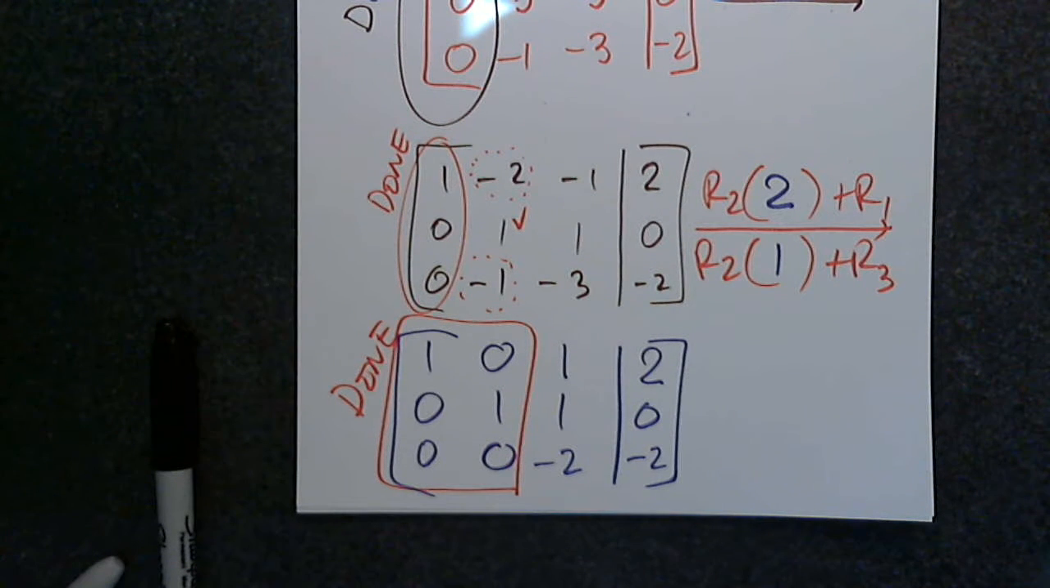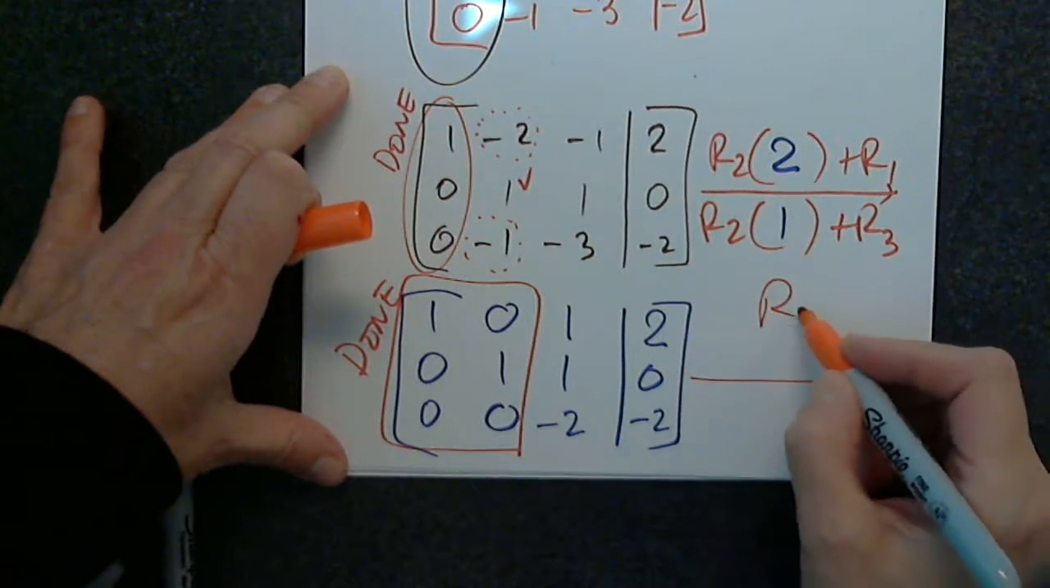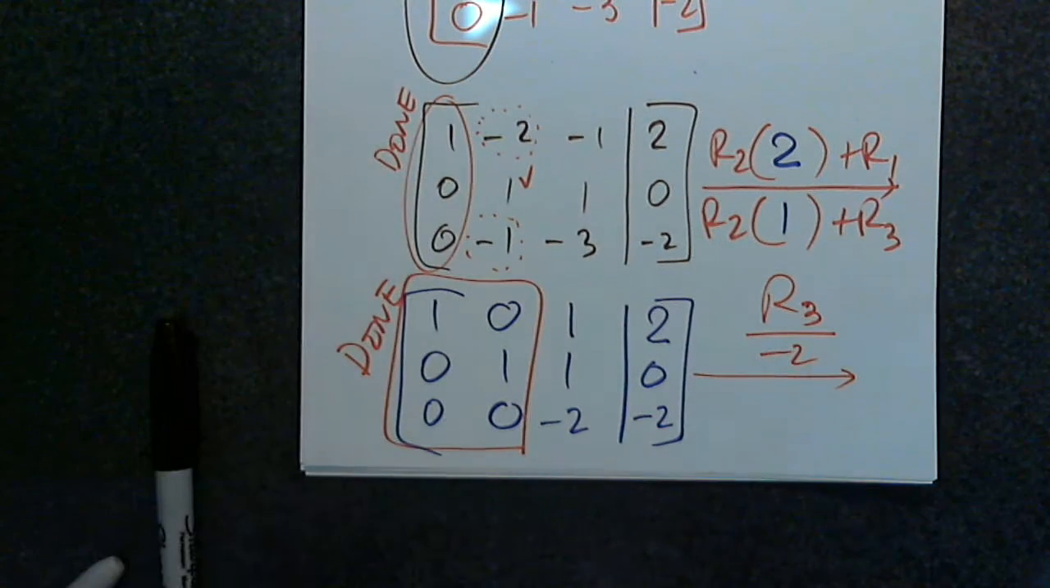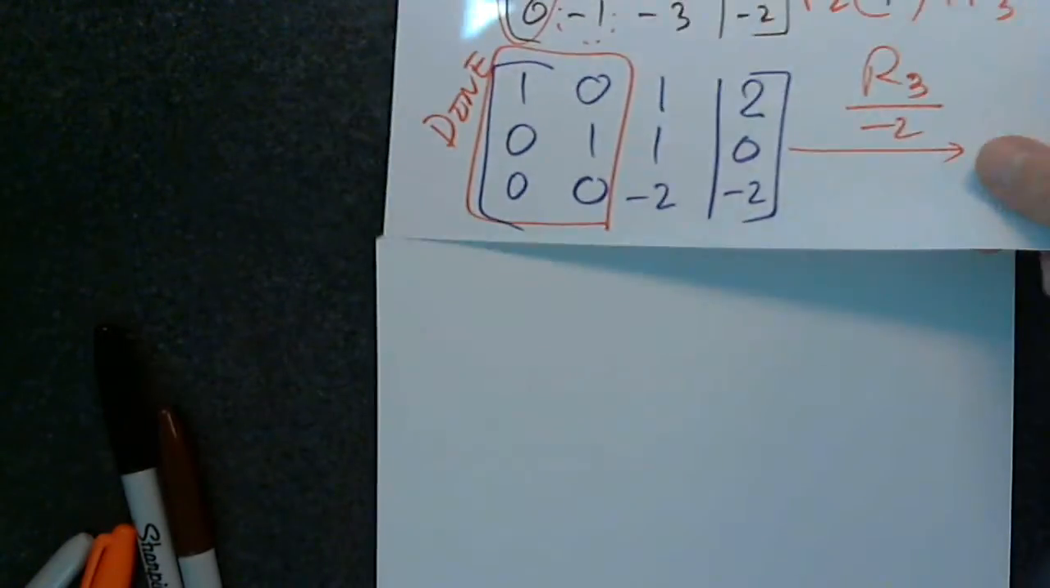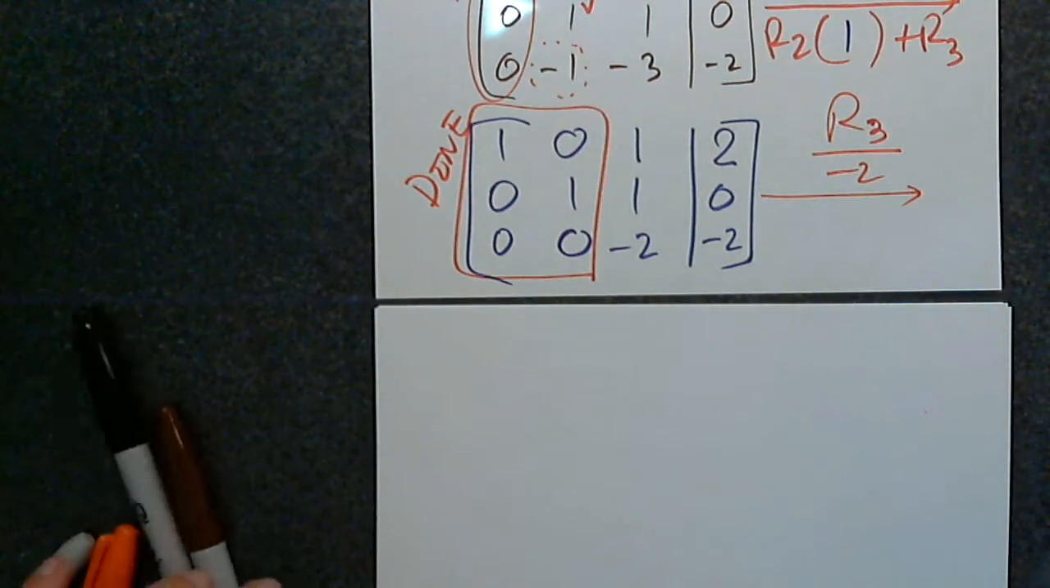Okay, where am I now? Excellent. Indeed. Which entry exactly? Exactly. What do I want here so I can use it? I want a 1. So what should I do here to get a 1 in that spot? Divide by negative 2. Divide row 3 by negative 2. Great job. Please copy everything except row 3.